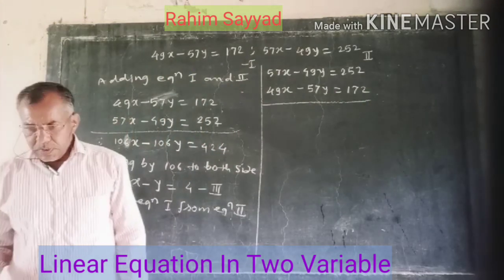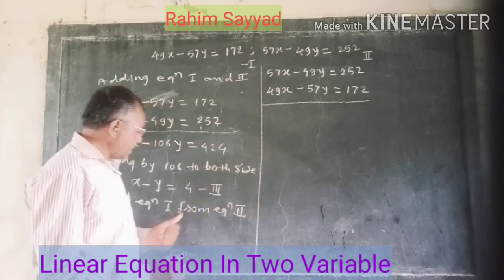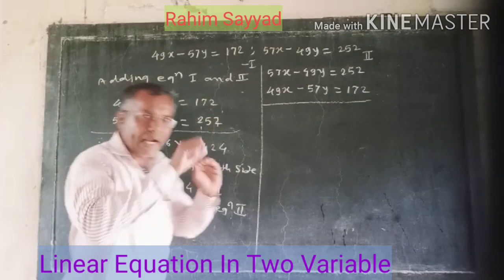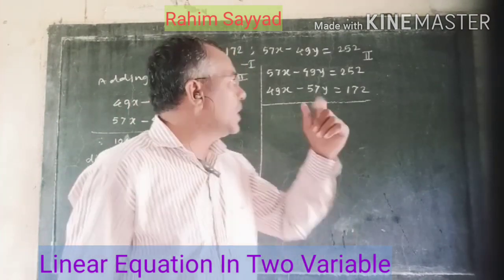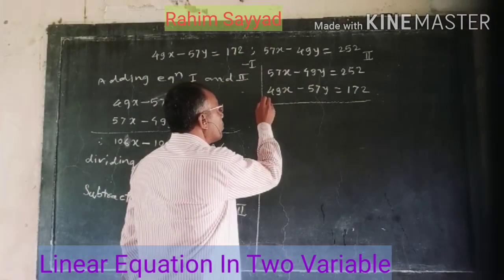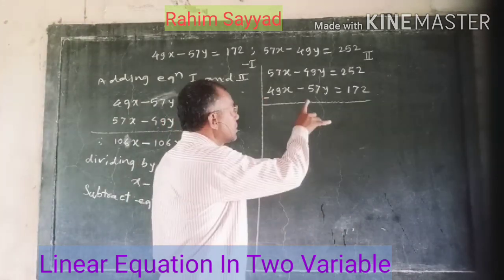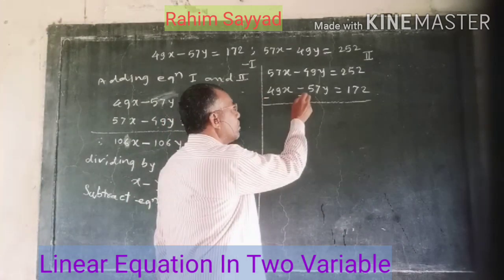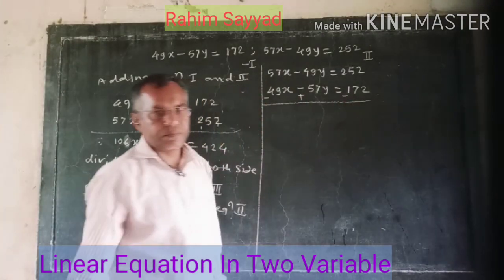At that time, you have to change the signs. While I write here subtract equation first from the second, you have to change the signs of the equation second. Here is a plus, it will become minus. Here is minus, it becomes plus. Here is plus, it becomes minus, in this way.